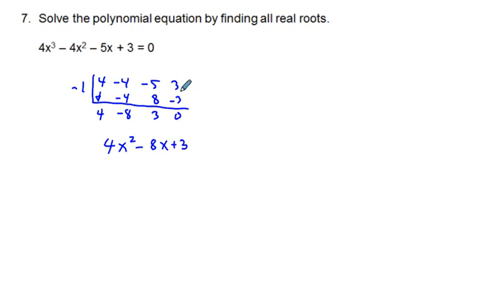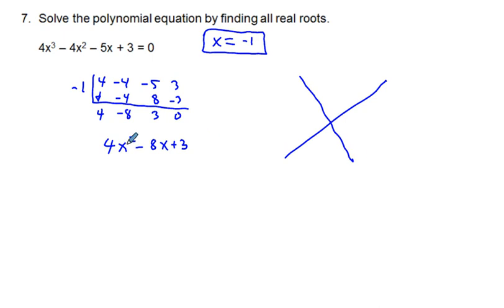And then we can factor this. So we already know x equals negative 1 is a real 0. Let's take this one here. We get 4 times 3, or 12, right here. Negative 8, what two numbers multiply together equal 12, but add together equal negative 8? How about negative 2 and negative 6? And we divide by 4. So we get a negative 3/2 and negative 1/2.